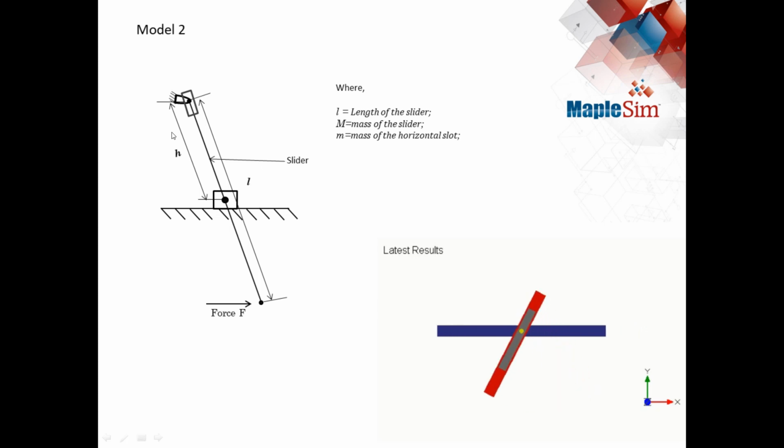So quickly going over the layout, I have a slider of length L pinned at the top here, and I'm applying a force along the x-axis to the tip of the slider. I also have a horizontal slot here that is moving along the x-axis, which is located at an offset of h from the reference point. Now all I'm doing is coupling both these motions together so that they move relative to one another.